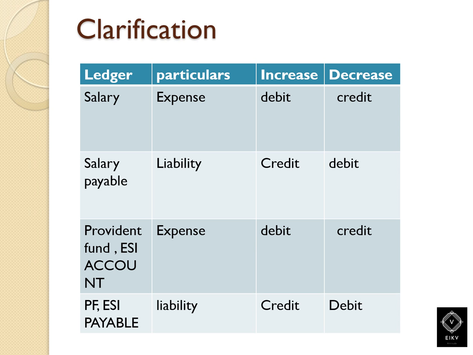Okay. Now I am giving a brief clarification regarding the name of the account, the category, how it is debited and credited, when it is increased and decreased. So salary account is an expense account, increases debit, decreases credit. Salary payable is a liability account, increases credit, decreases debit. Now PF or ESI account comes under the category of expense, increases debit, decreases credit. Then PF and ESI payable account is a liability account, increases credit, decreases debit.